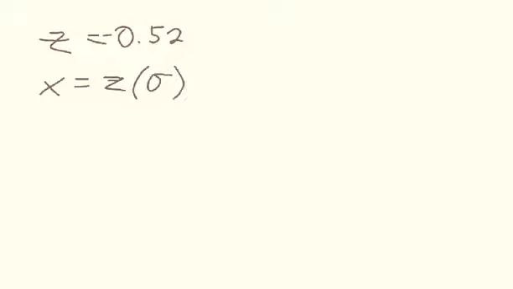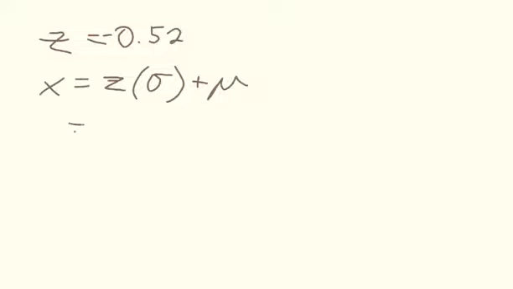So we found our z-score to be negative 0.52. We need to take that z-score and convert it into an IQ score. The way we're going to do that is use essentially the opposite of the z-score formula. That is, if we're converting to some x value, we're going to take our z-score, multiply times the standard deviation, and then add the mean.